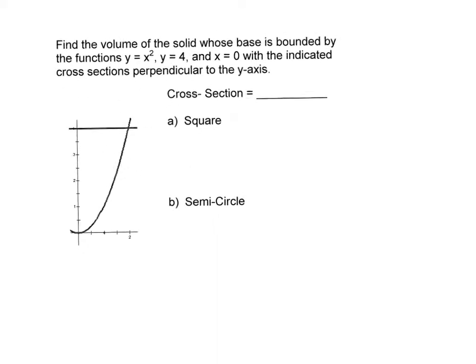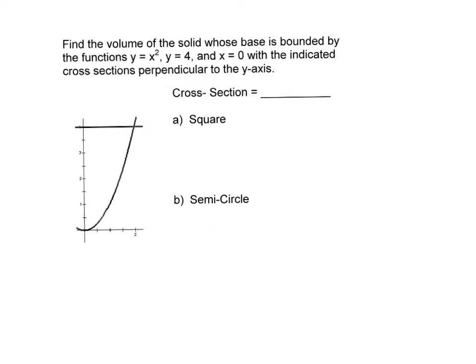Alright, so this is the actual real example of this, where it says find the volume of the solid whose base is bounded by the functions x squared, y equals 4, and x equals 0 with the indicated cross sections. If your cross section happens to be a square, the formula that we used was just b squared. But your cross section in this case is the actual function. It also says it's perpendicular to the y-axis, so that's why I'm cutting across, which also means that we need to be in terms of y.